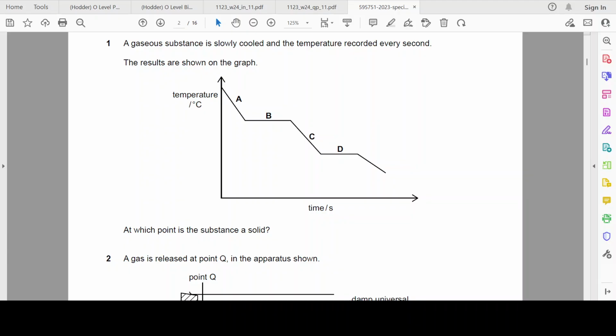A. How is it a solid at A? Like the temperature is increasing. Oh, no, sorry, this is a cooling curve. It is not a heating curve, it's a cooling curve. So it's the other way around. You're starting with a gas, it's cooling, turning into a liquid, cooling, turning into a solid, and then it stays a solid after that.